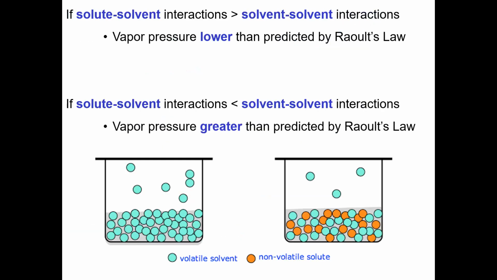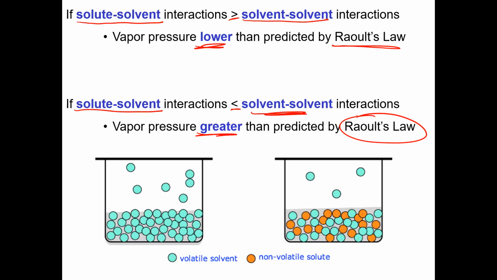So what we're saying is this: if the solute-solvent interactions are greater than the solvent-solvent interactions, the vapor pressure will be even lower than predicted by Raoult's law. However, if the solute-solvent interactions are less than the solvent-solvent interactions, then the vapor pressure will be greater than predicted by Raoult's law. So that's kind of cool. You could calculate what you expect using Raoult's law, and then you could measure the actual vapor pressure, and you can tell the relative strength of these intermolecular forces.